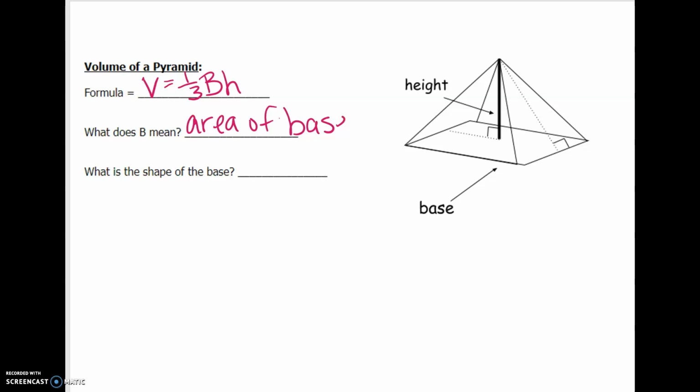And that part's very important because it's not just the base. It's not a little b. It's big B, which means the entire area of the base. So this entire area right there. And what is the shape of the base here? Well, the shape of this base is a rectangle. That's important to know because then you know how to find the area of that specific base. So now that we took some notes on that one, now we're really going to practice.